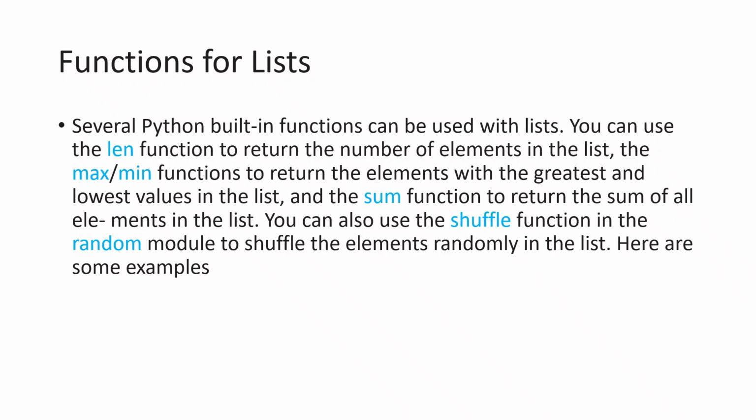Functions for list. Several Python built-in functions can be used with lists. You can use the len function to return the number of elements in the list, the max and min functions to return the elements with the greatest and smallest values in the list, and the sum function that returns the sum of all elements in the list. You can also use the shuffle function in the random module to shuffle the elements randomly in the list.